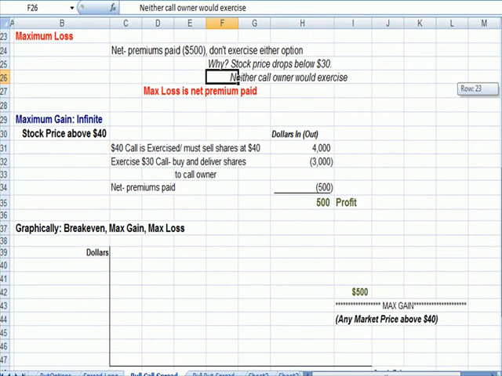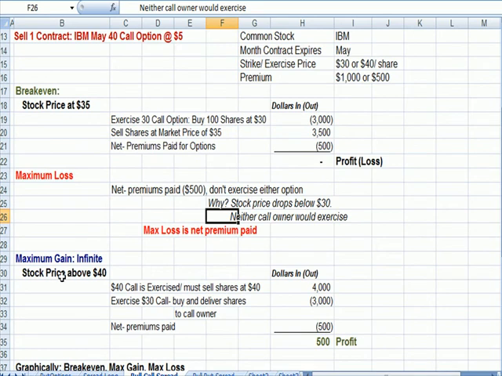Well, what's the most we can gain? Let's assume the stock price goes above 40.